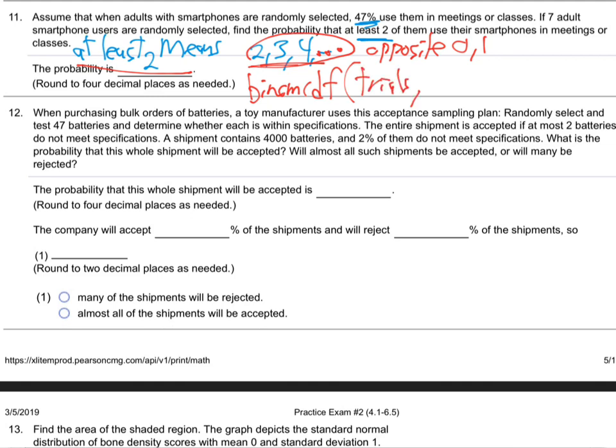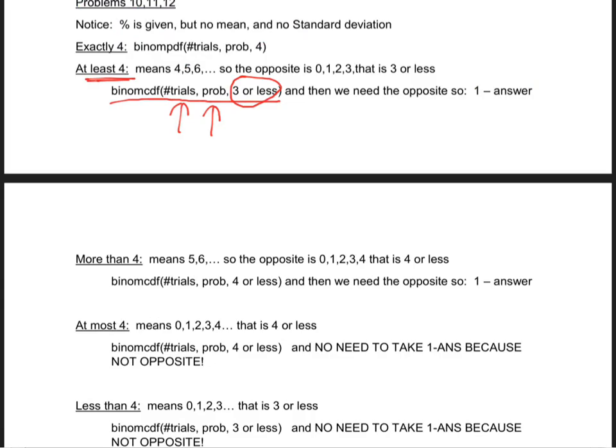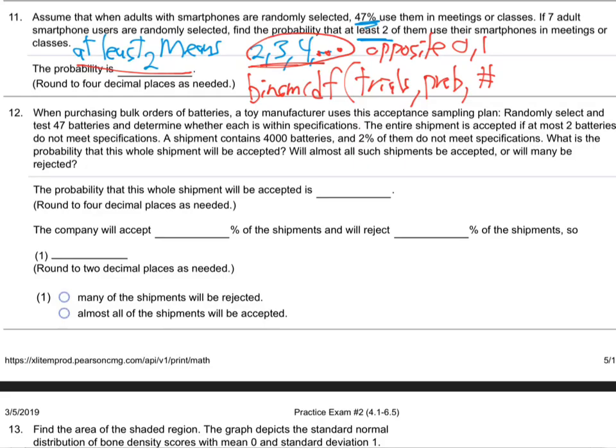And so what are you supposed to do? Trials, probability, and then here you put the number or less. So what number is that or less? 0 and 1 is 1 or less. That's how you know what to put in the binom CDF. So we go binom CDF. Number of trials is what?